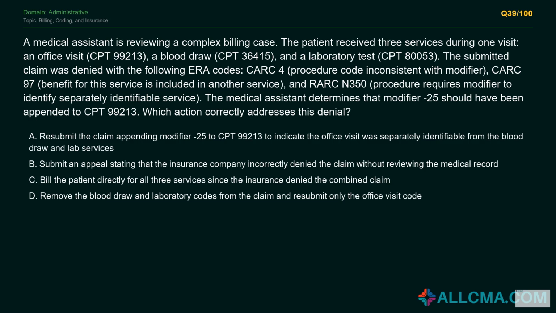Option A, resubmit the claim appending modifier -25 to CPT 99213 to indicate the office visit was separately identifiable from the blood draw and lab services. Option B, submit an appeal stating that the insurance company incorrectly denied the claim without reviewing the medical record. Option C, bill the patient directly for all 3 services since the insurance denied the combined claim. Option D, remove the blood draw and laboratory codes from the claim and resubmit only the office visit code.